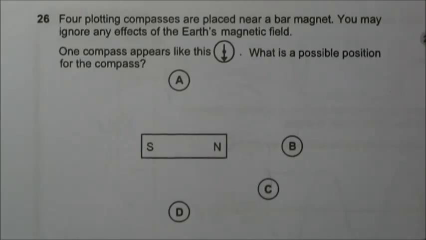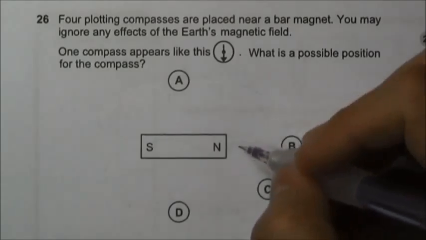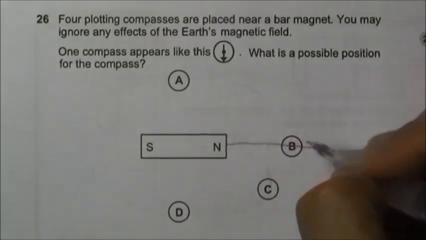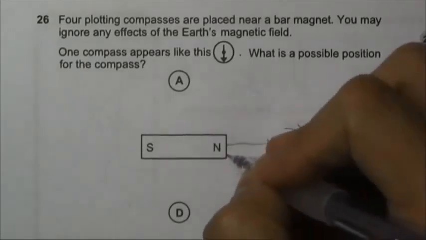Okay, a compass always points in the direction of the magnetic field. So to answer this question, we just need to trace out the magnetic field of this bar magnet. So we have to understand that the magnetic field always comes up from the North Pole. So compass B will point to the right, and we continue.